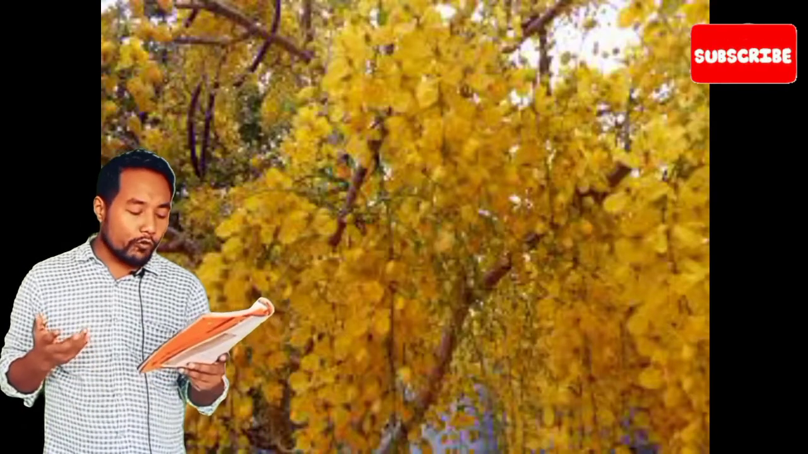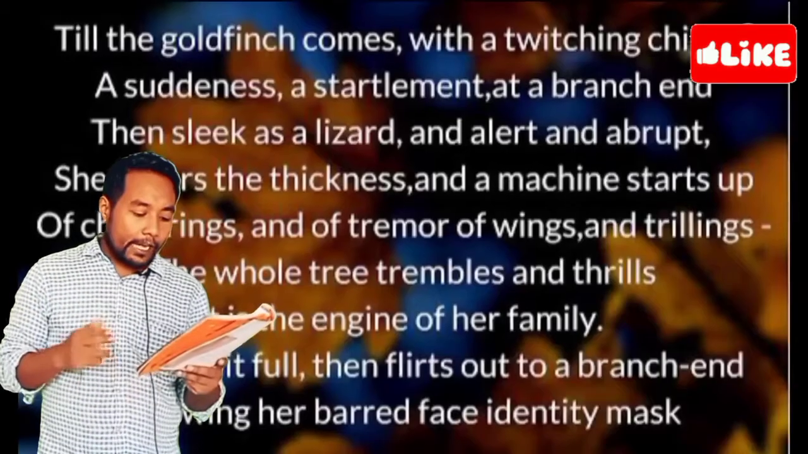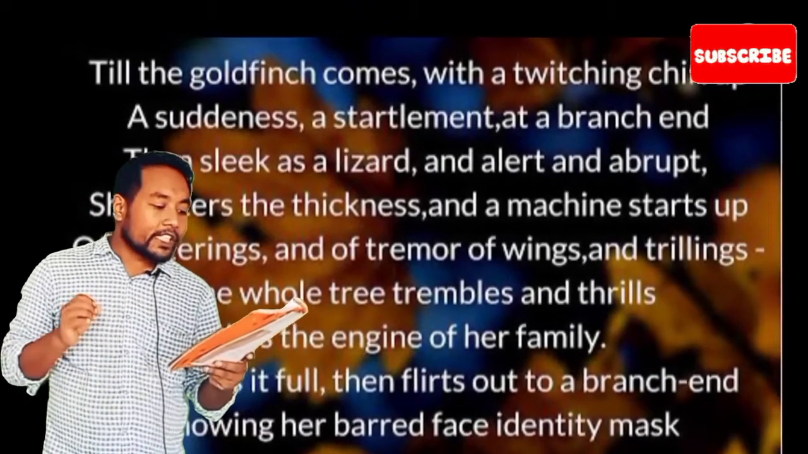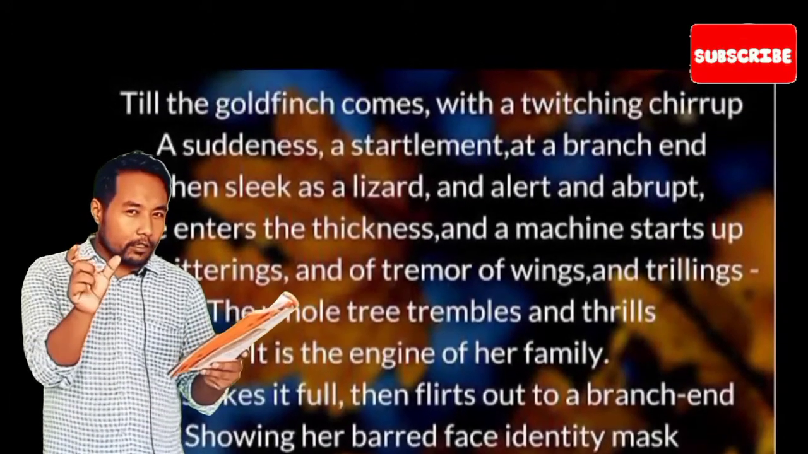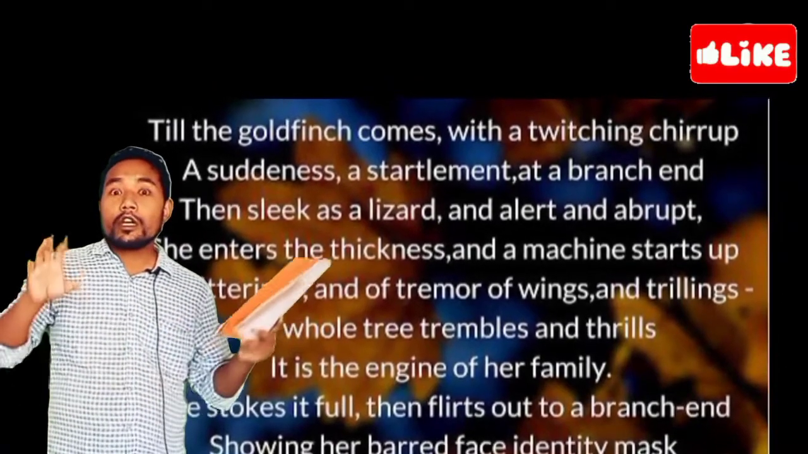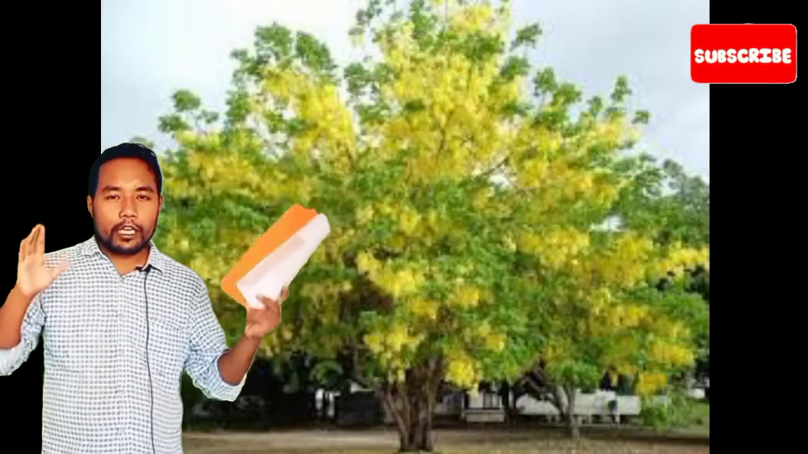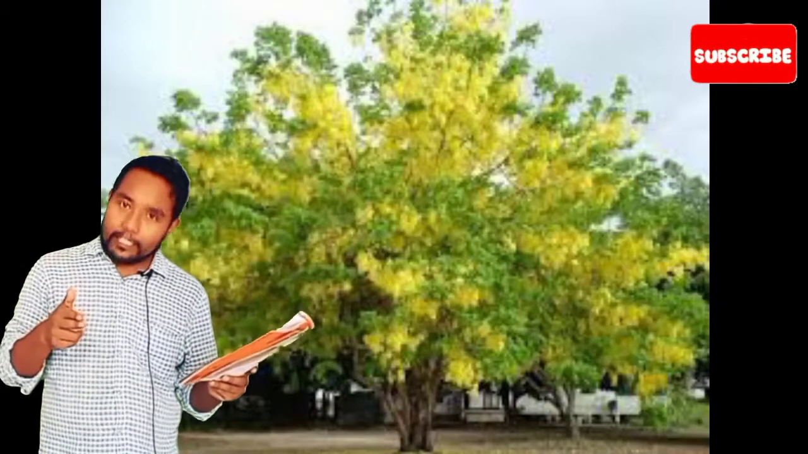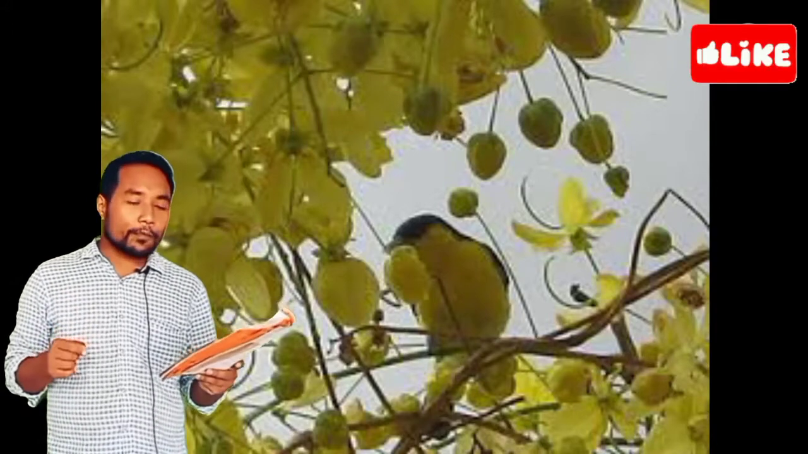After that, we move on to the second paragraph, and in this paragraph I will be going line by line, and at the end I will give you the idea as a whole. Till the goldfinch comes with a twitching chirrup. Till we need to focus on, because what we saw in the first part was a still picture. The poet is trying to say everything is stuck, everything is like a photograph, still and silent. Till, but unless and until the bird comes. Fine. So let's see what the poet has to say.